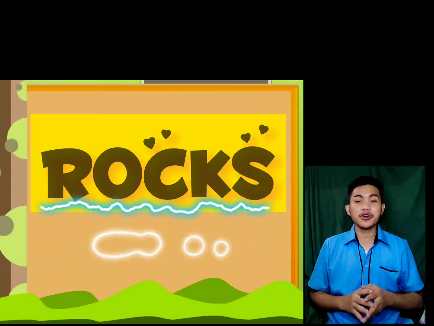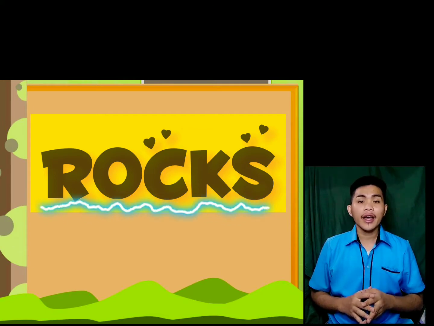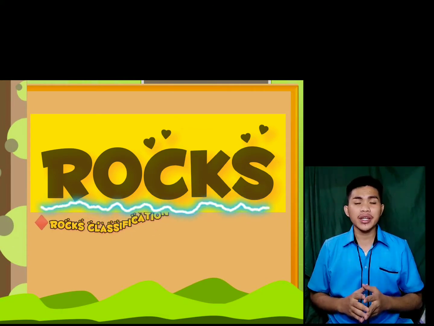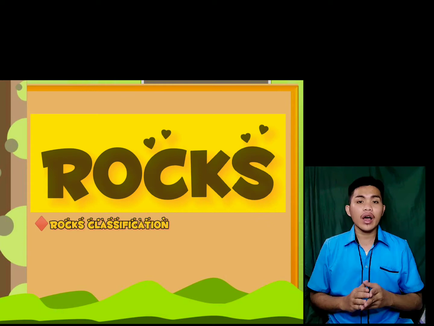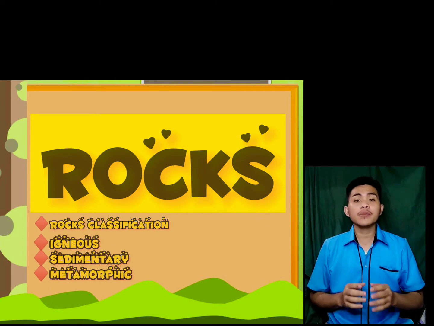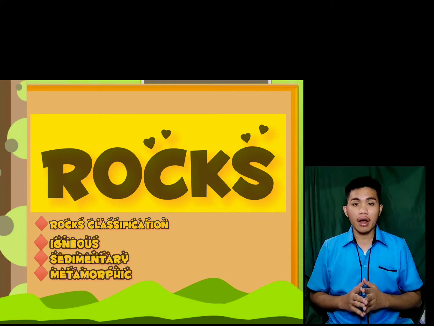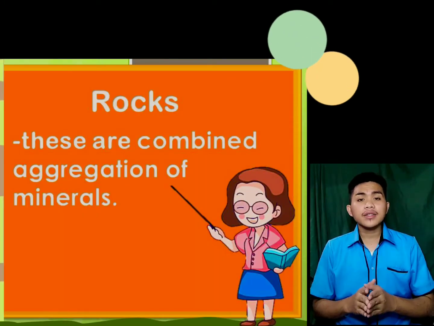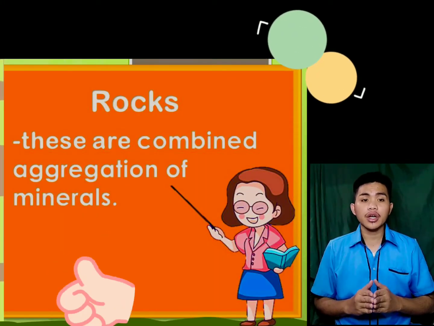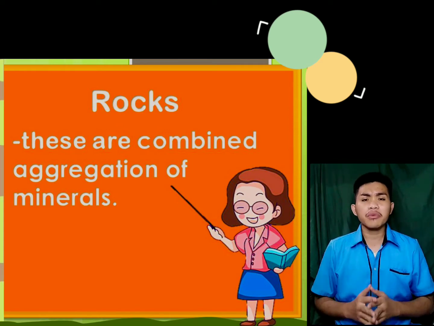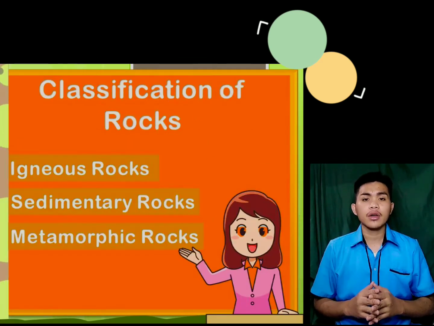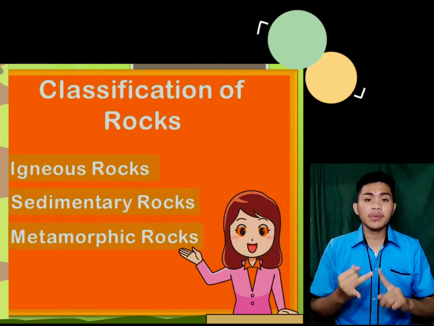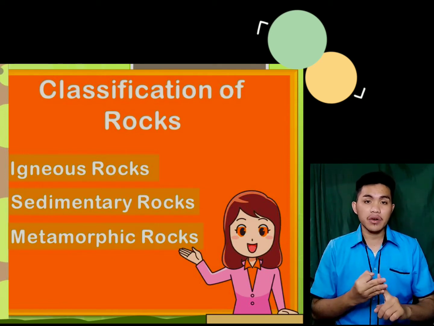Everyone, today we are going to talk about rocks, including rock classification and how a rock is classified as igneous rock, sedimentary rock, and metamorphic rock. But before that, let us first define what a rock is. Rocks are a combined aggregation of minerals. There are three classifications of rocks: first is igneous rock, then sedimentary rocks, and metamorphic rocks.